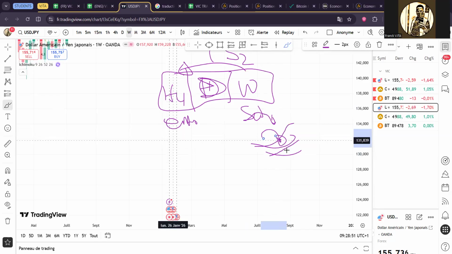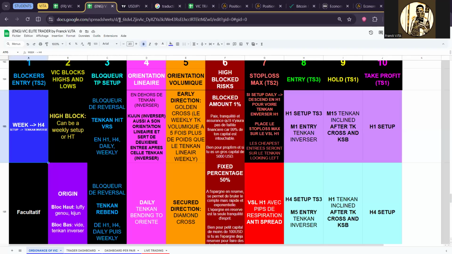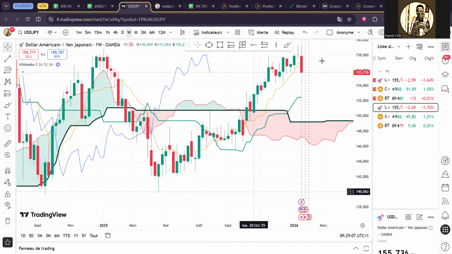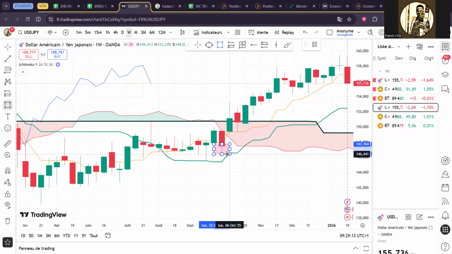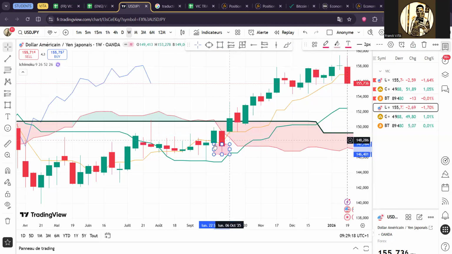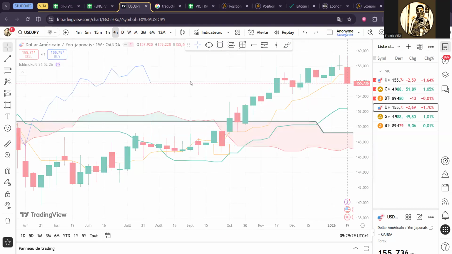Then you go on 4 hour. What do you find there inside the setup? An inclined tenkan, an inverted tenkan. We already know that because I explained it. So let us do it now. Let us take this example. For example, we had this setup here. This red candle just touched the tenkan on the weekly time frame, at this level. So you skip daily, you go directly on 4 hour.